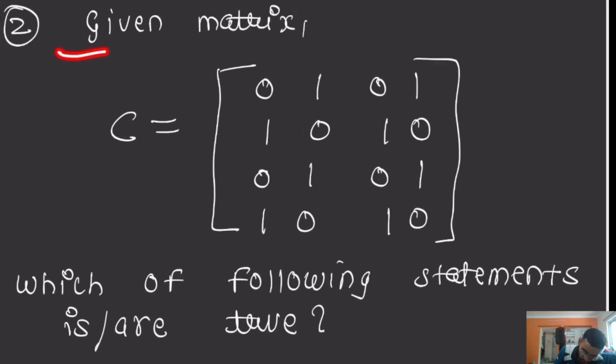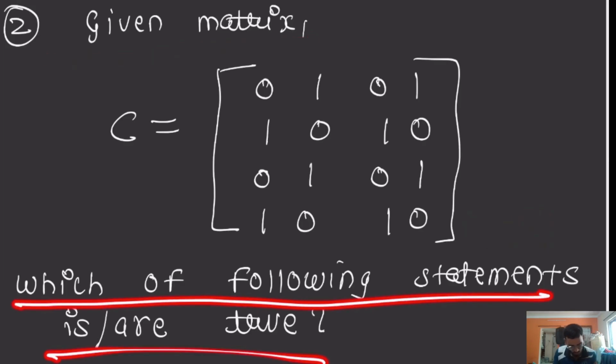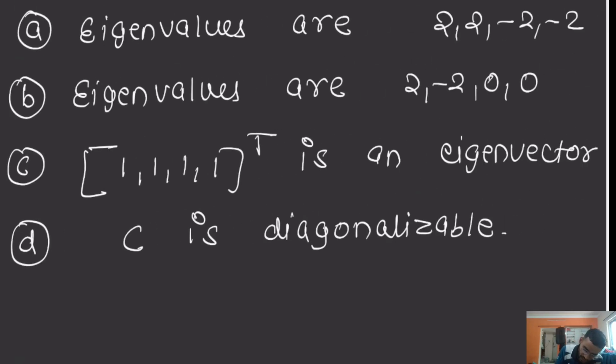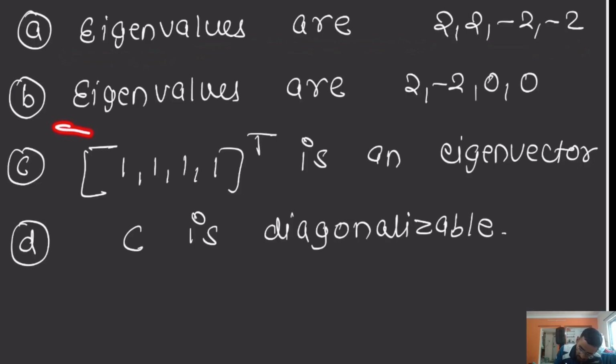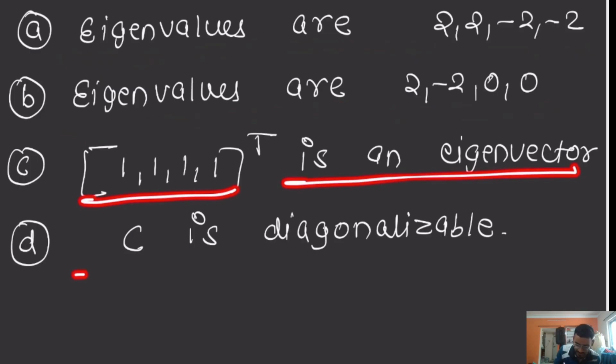Now moving on to practice problem 2, which is a given matrix C, which is a 4 cross 4 matrix. Which of the following statements is true? First one is, eigenvalues are 2, 2, minus 2, minus 2. Eigenvalues are 2, minus 2, 0, 0. 1 1 1 1 transpose is an eigenvector. And C is diagonalizable.